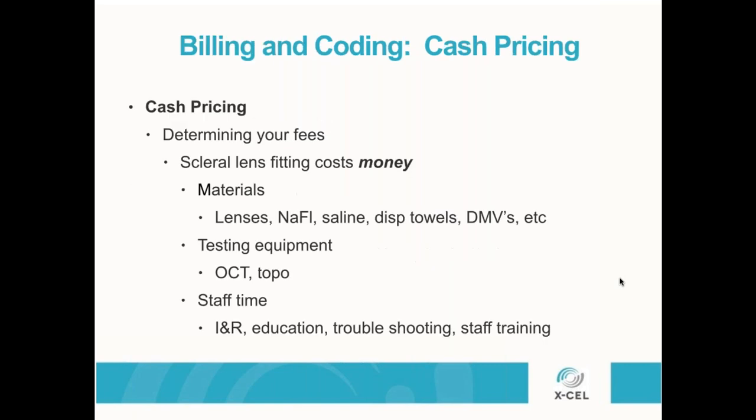So different insurance companies require different things. If we're looking at cash pricing, which is where we'll start, you have to really think about how much it costs to fit a scleral lens patient. There's not only the financial investment, but the temporal investment, the time you put into these patients. So if we start just with the financial investment, obviously you need materials. You need the lenses, which will usually range between $100 and $200 per eye. You need the fit sets, which require an upfront investment. You need saline, dispensing towels, the DMVs, the fluorescein, everything you need to fit these patients with. Testing equipment, topographers, kind of a must. OCT is optional, but definitely very helpful.